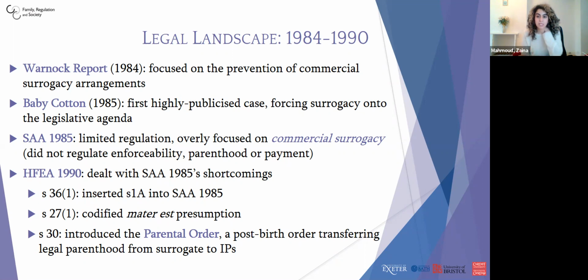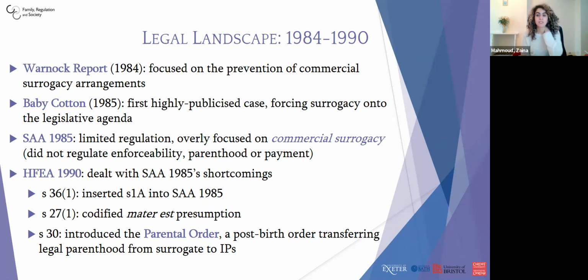Surrogacy wasn't supposed to be included within this report, and only 6 pages of the report deal with surrogacy. Their report presented moral objections to surrogacy: commodification of human life, exploitation of women, and threat to the nuclear family. The Warnock Committee focused on preventing commercial surrogacy arrangements as a result. Their recommendations would go on to form the basis of the Surrogacy Arrangements Act 1985.